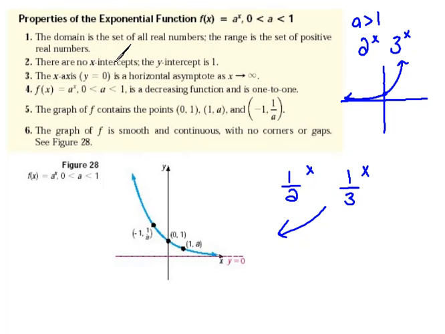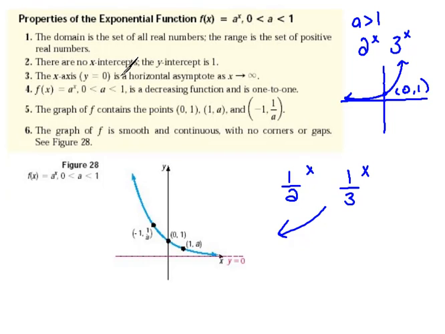There are no x-intercepts, and the y-intercept is 1. Well, we saw that same thing a while ago. We had the x-axis acted as a horizontal asymptote, so there are no x-intercepts, and the y-intercept was at the point (0, 1). Same exact thing here. So again, it doesn't matter what the base is. That is just a property of exponentials, no matter what.